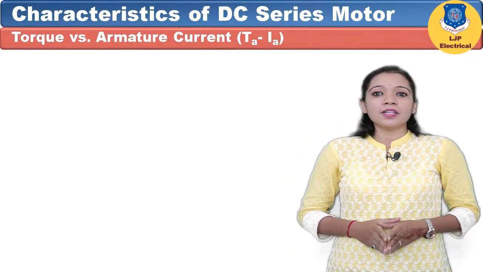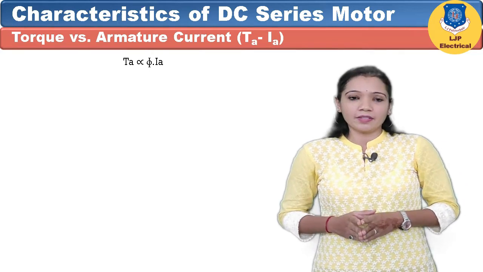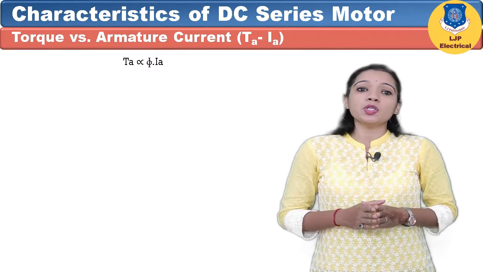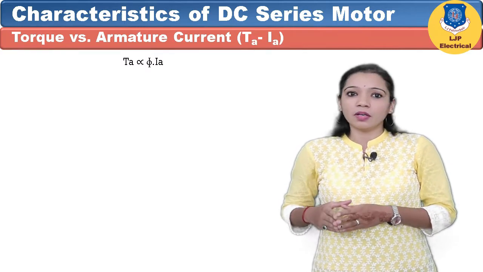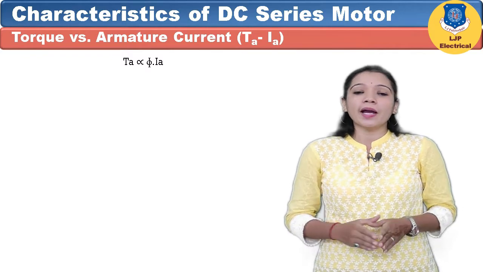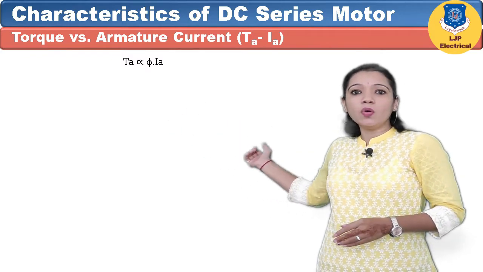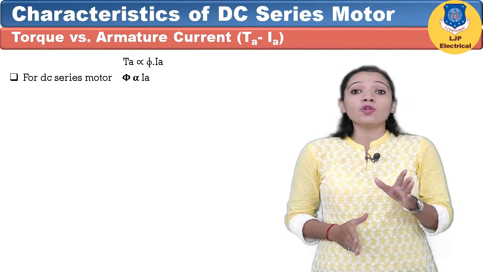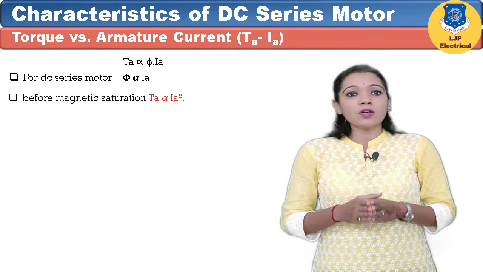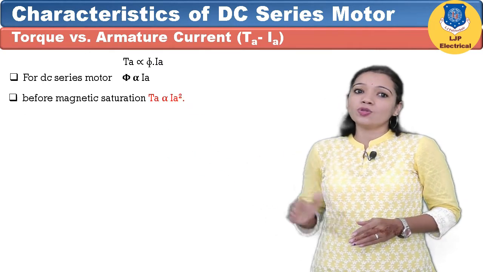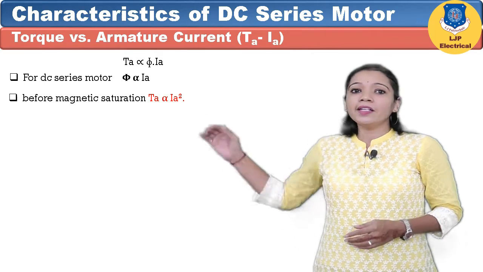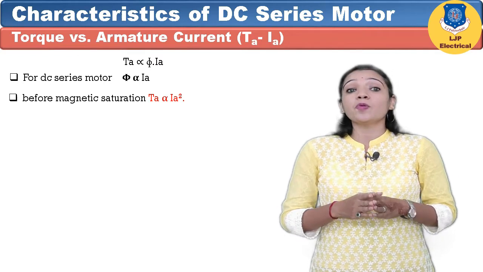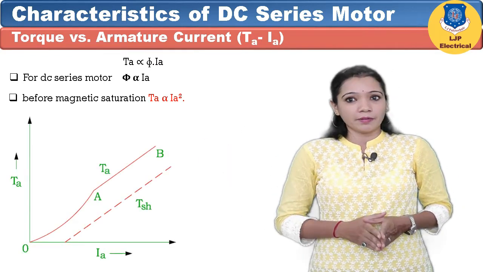So the first characteristic is torque and armature current characteristic. As we know, the armature torque is directly proportional to the flux and armature current. So the equation is TA directly proportional to phi into IA. Now the flux is directly proportional to the armature current before saturation of the pole. Therefore phi directly proportional to IA, so our equation will become TA directly proportional to IA square. Means the armature torque is directly proportional to the square of the armature current.